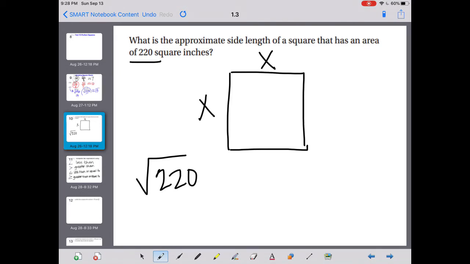Well, this one's not a perfect root, but we can figure out what it falls in between. If we go back to our perfect root chart, the square root of 225 is 15, and the square root of 196 is 14.